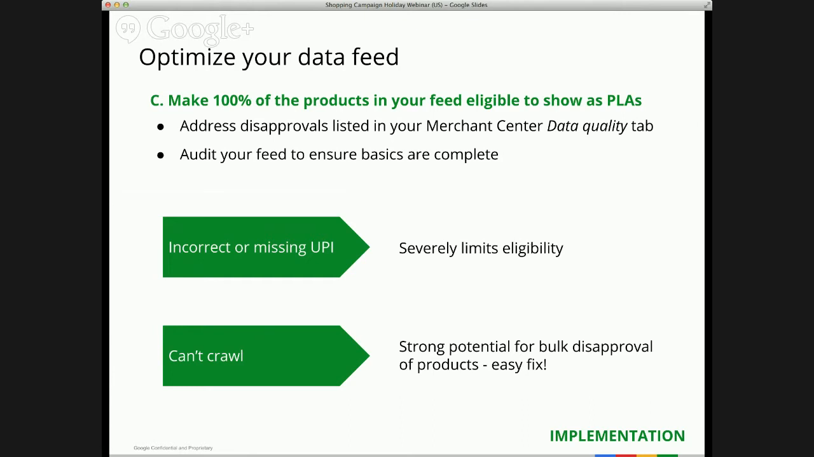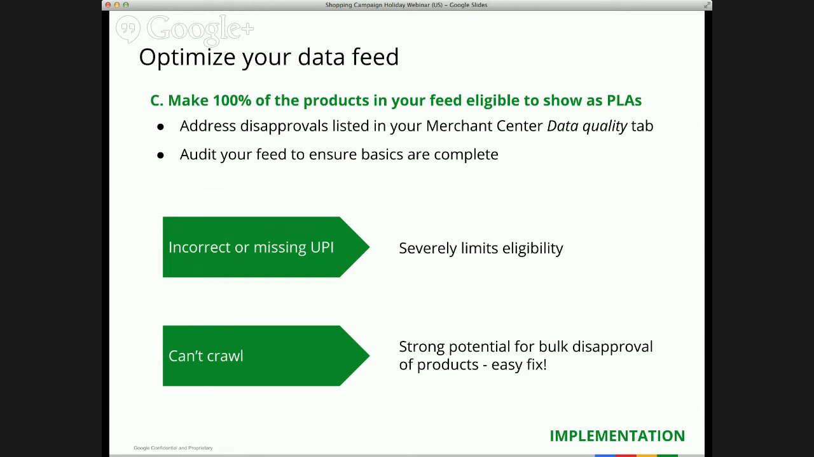So kind of long story short, and I'm happy to answer more questions about this if you're looking for a technical explanation, but at the end of the day, make sure that every single product has the correct unique product identifier associated with it. Along those lines, in the Merchant Center account, we will let you know if you are blocking us from crawling your website or your images. This is a really easy fix.